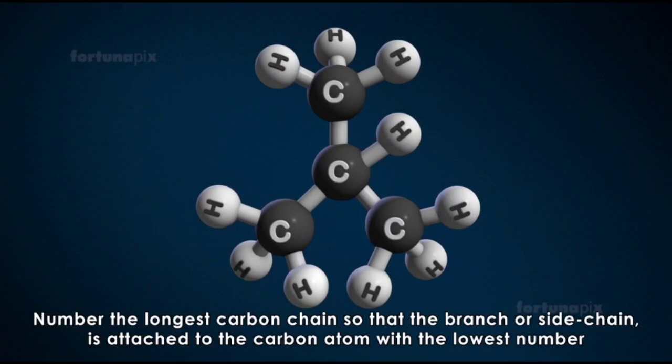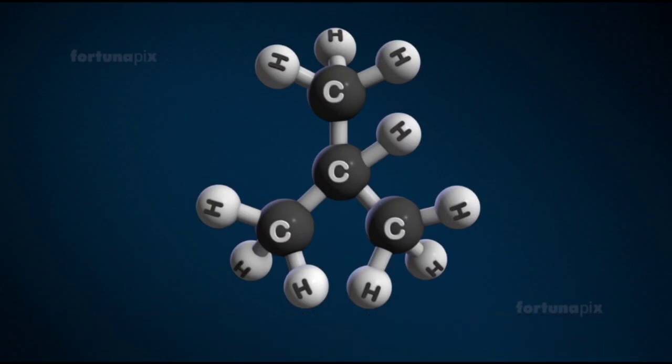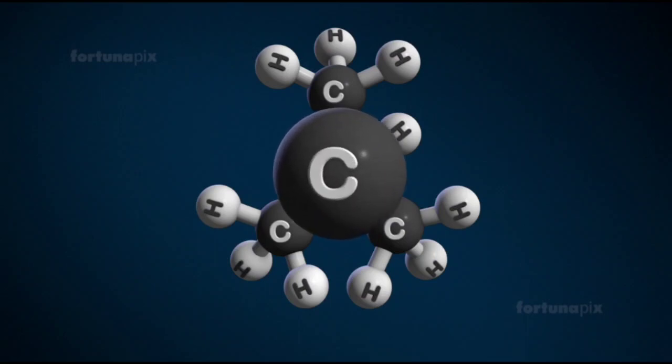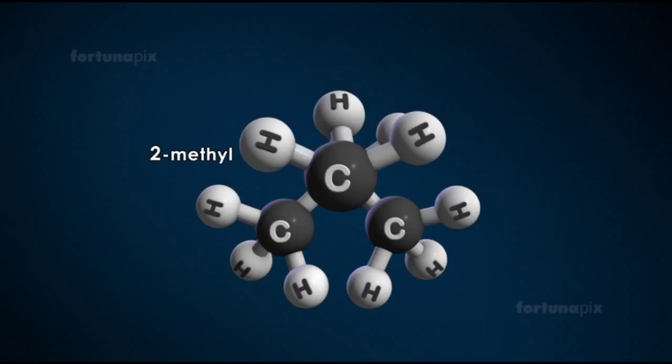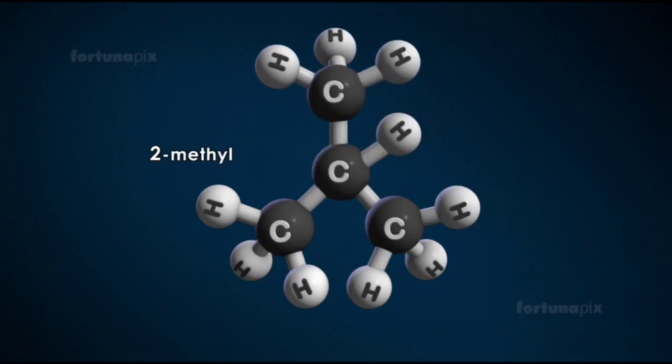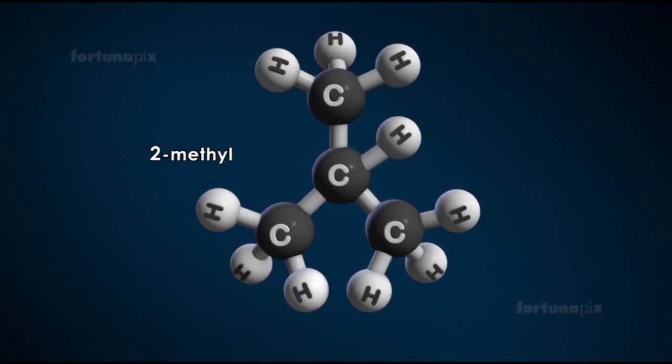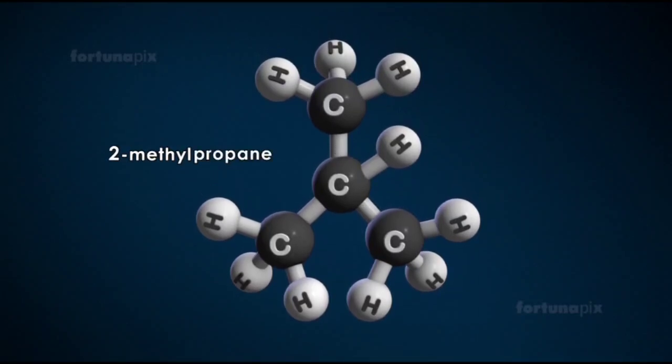Number the longest carbon chain so that the branch or side chain is attached to the carbon atom with the lowest number. In this example, the branch is at the second carbon in any instance. Start the name with the position of the branch, which is 2, and the name of the branch, which is methyl. The beginning of the molecule's name will be 2-methyl. The complete name of the branched chain alkane is 2-methylpropane.